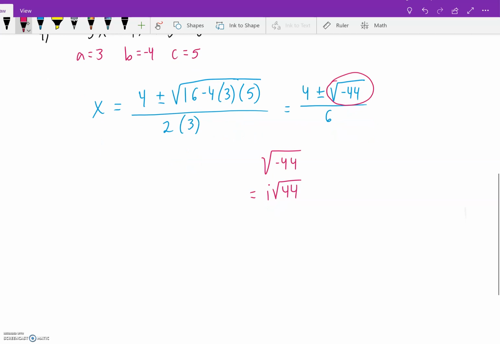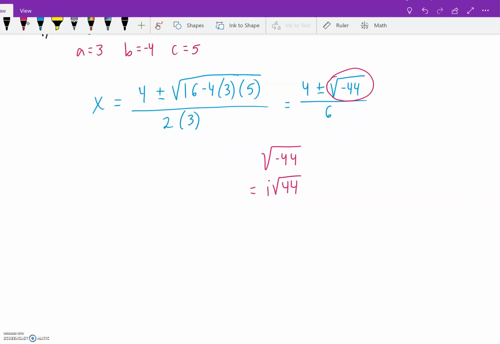Second thing is this number can be simplified. We can take out that perfect square. The largest perfect square we can take out of this is a 4. 4 times 11 with that i there. The square root of 4 is 2. The 2i rad 11 is what that number simplifies to. So that's going to go right in there.